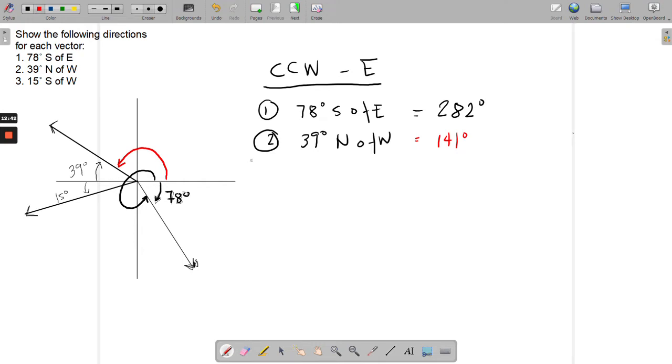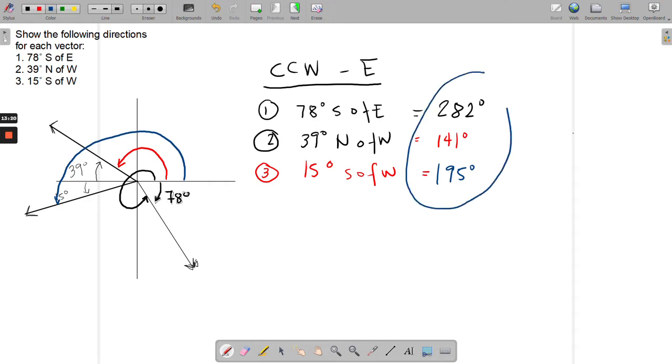Lastly, number 3, which is 15 degrees south of west. Let's try different colors. Okay, so this is our angle right here, 15 degrees. What we want is to again start from east, going all the way here. So that's 90 plus 90 plus 15, which is 195 degrees. So this is our counterclockwise from east.